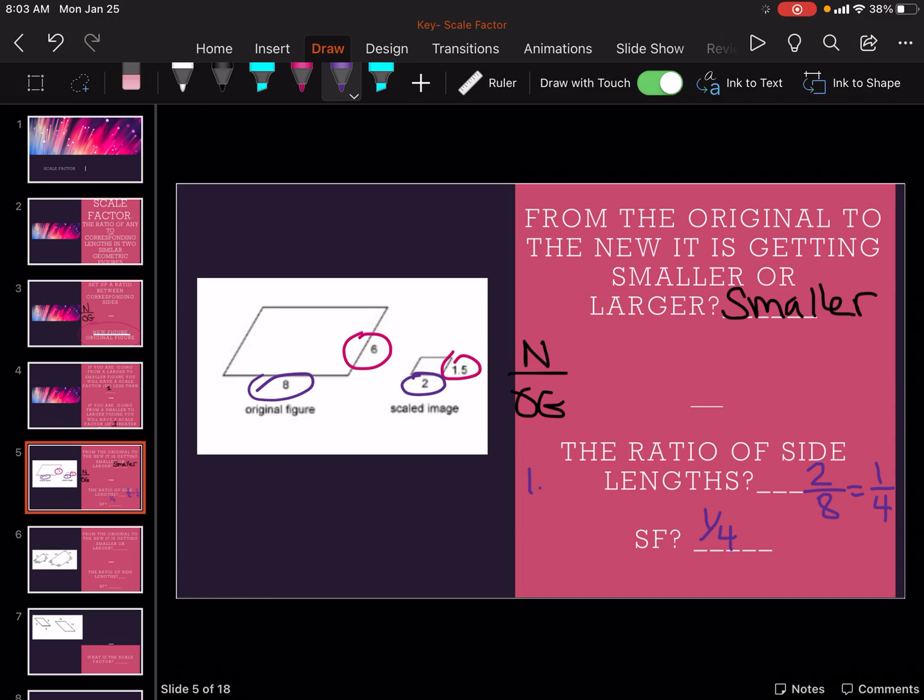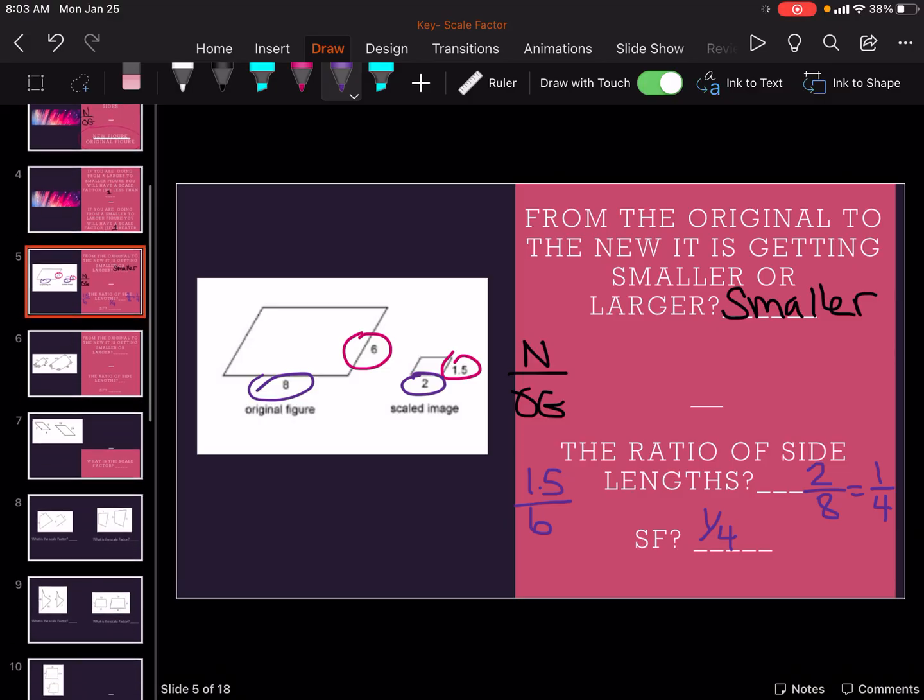Also, if I did 1.5 over 6, if you divide 1.5 by 6, you get 0.25, which is 1/4, same thing. Again, you can use any ratio, really, as long as it's the corresponding sides. I couldn't do 1.5 and 8, and I couldn't do 2 over 6, because that would have been 1/3. That is not it. You've got to make sure it's corresponding, the ones that match.